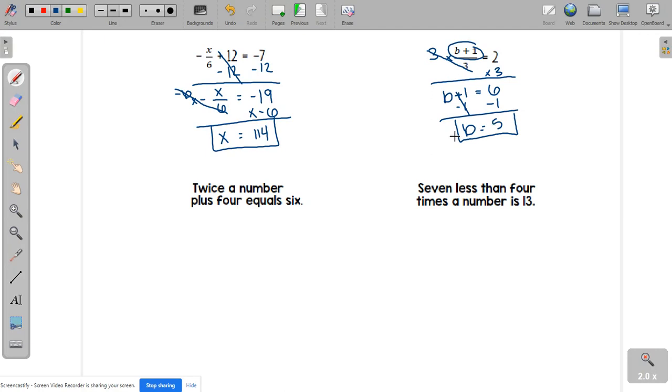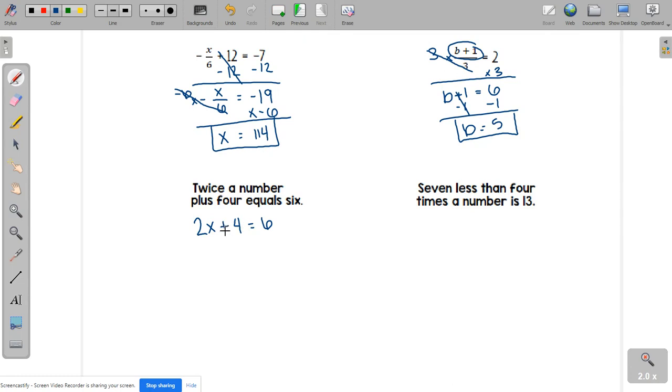For the next two problems, we have a verbal phrase, and we have to write it as an equation and then solve. So twice a number plus 4 equals 6. Twice a number is 2 times a number. So 2x plus 4 equals 6. Now we have to solve.